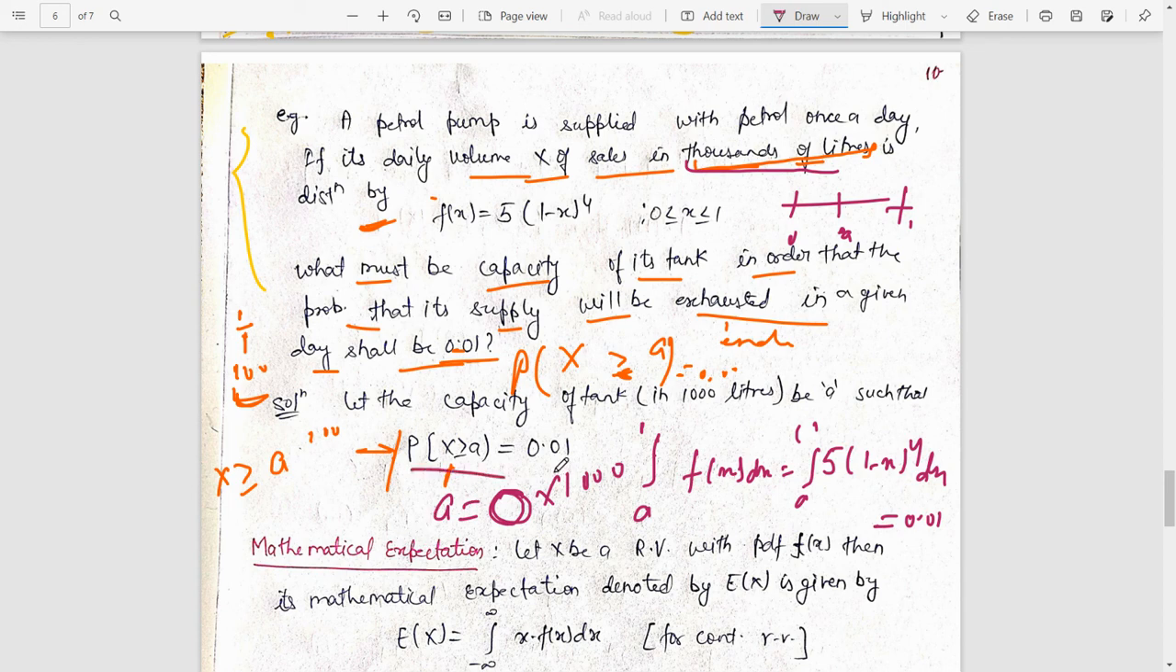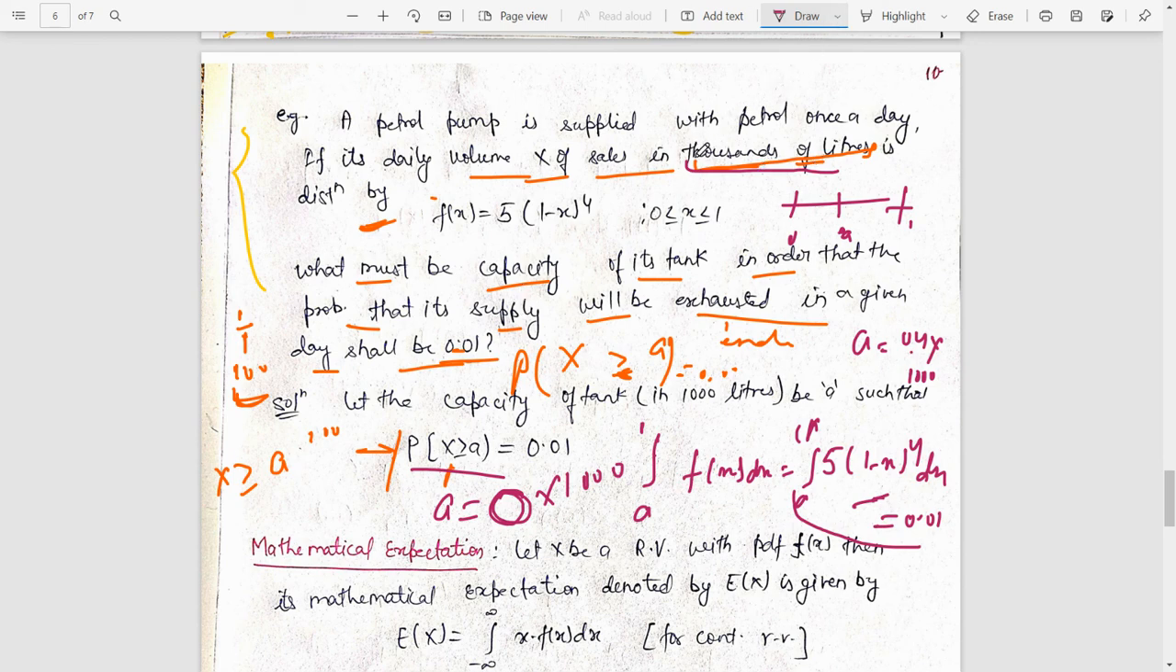Simple thing, just translate it this way, just calculate this probability. Obviously, this is a probability question. From A to 1, you have to do it. It will come in terms of A, and solving this equation, you will get some value of A, let's say 0.4. And when you multiply this by a thousand, you will get the actual capacity of the tank. So this is how the thousand liters comes into the picture.